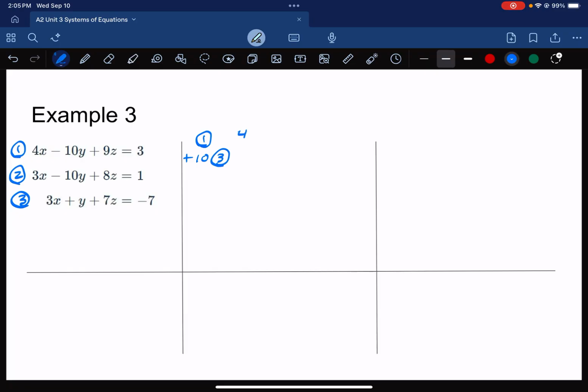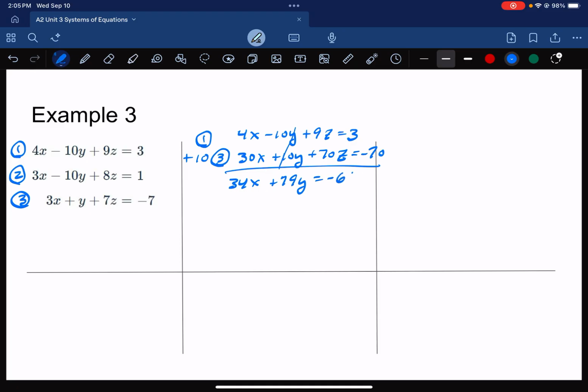So 4x minus 10y plus 9z equals 3. And then taking 10 times all of equation 3, we've got 30x plus 10y plus 70z equals negative 70. So 34x plus 79z equals negative 67. Okay, that's equation 4.